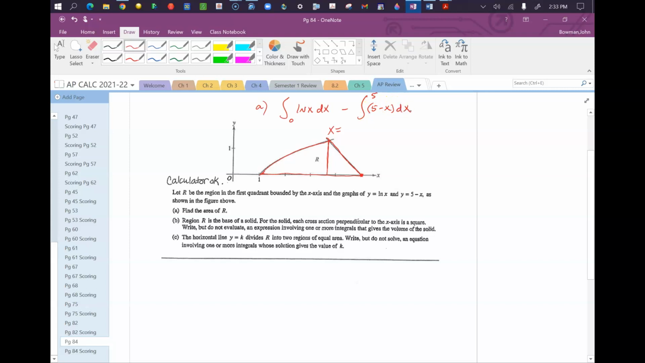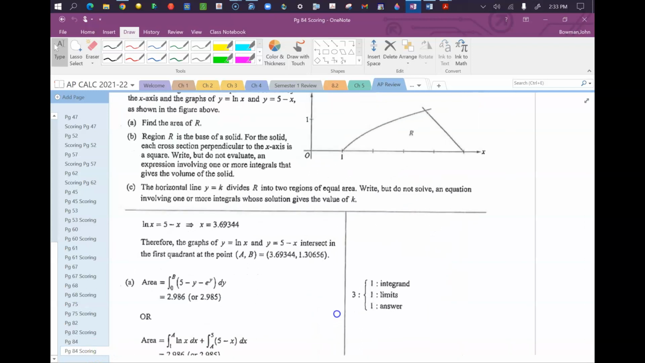Now to find x, you're going to set the natural log of x equal to 5 minus x and plug that in your calculator, and you will get an x value of 3.693. So those are your limits of integration. 3.693, and you will find that this answer is approximately 2.986. So let's take a look at the scoring on that.